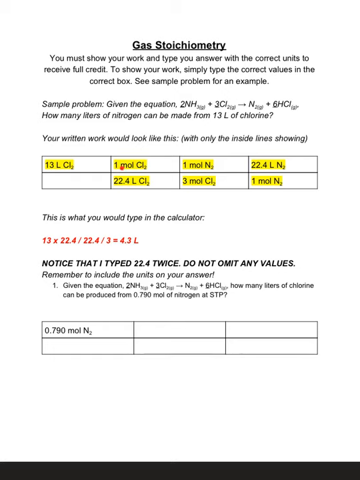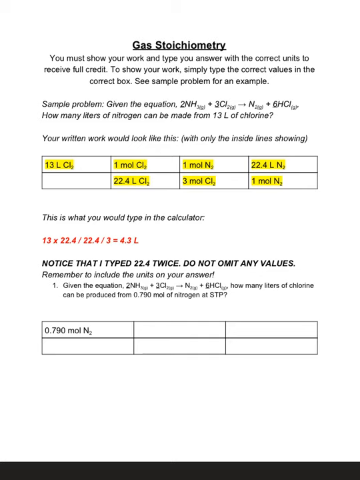Okay, in this case, there's no periodic table. We're not looking anything up. The number is always going to be 22.4 all the time. Anytime we're going from moles to liters or from liters to moles, the number is always going to be 22.4. 22.4 all the time. That is true if the reaction occurs at STP.